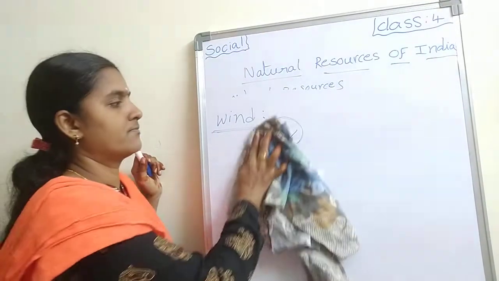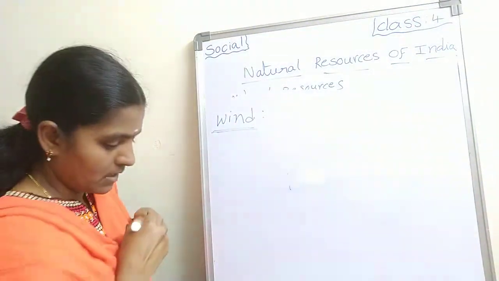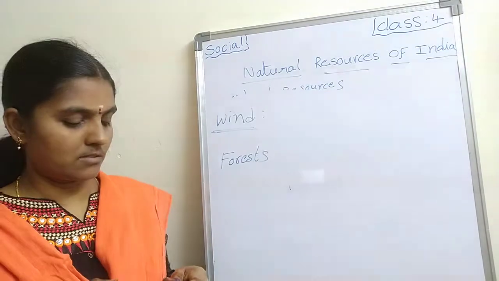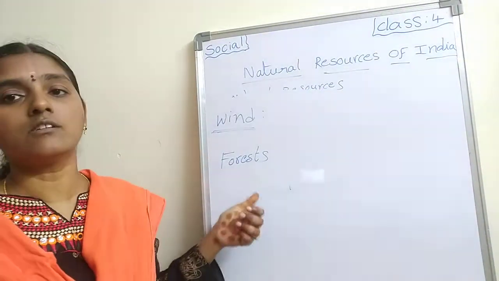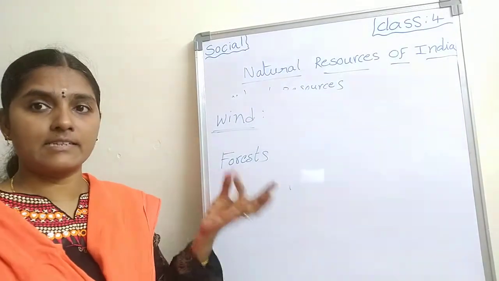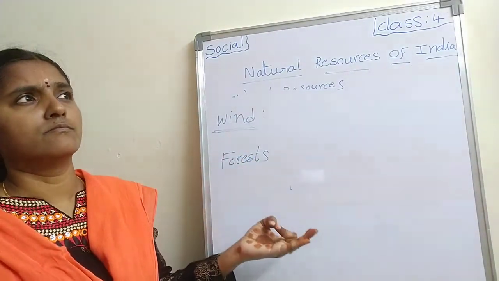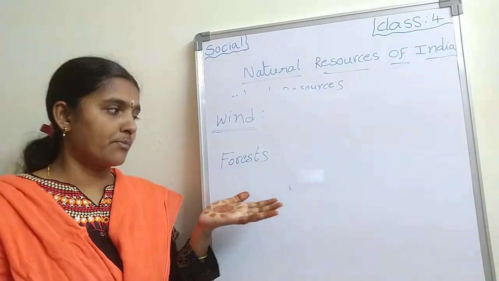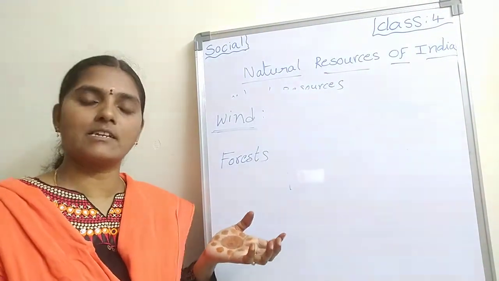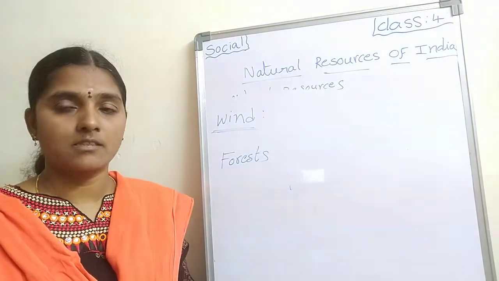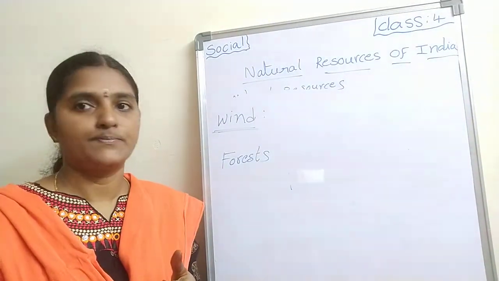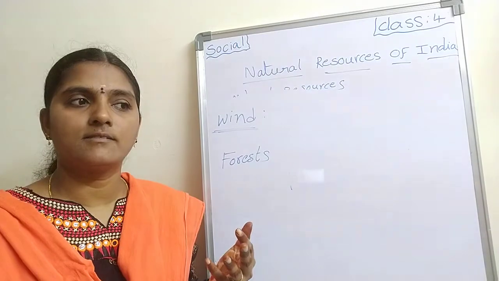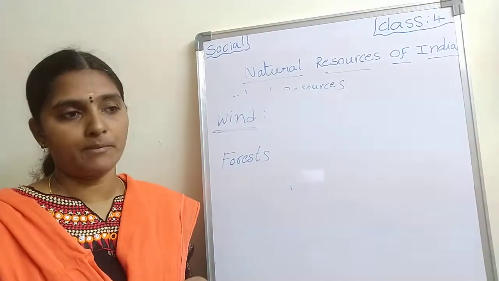Next, forests. Forests are also rich sources of animals, trees, plants, soil, etc. Plants and trees provide us with wood, gum, medicine, perfumes, and raw materials.